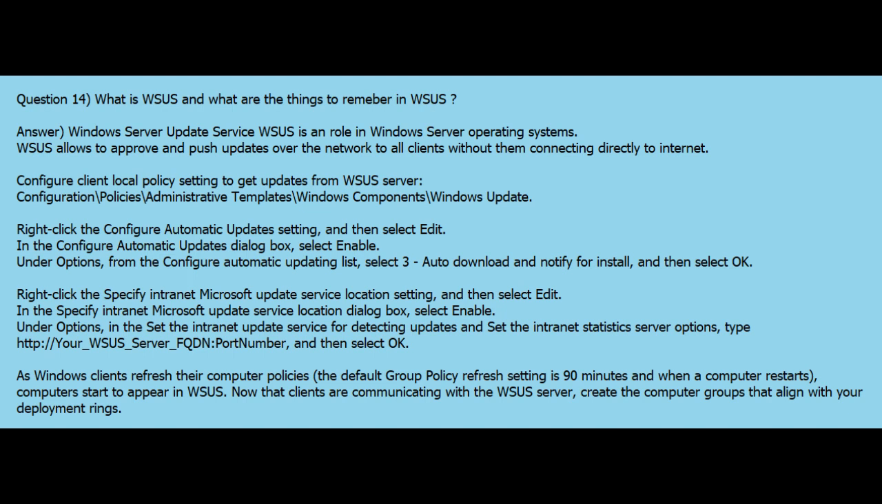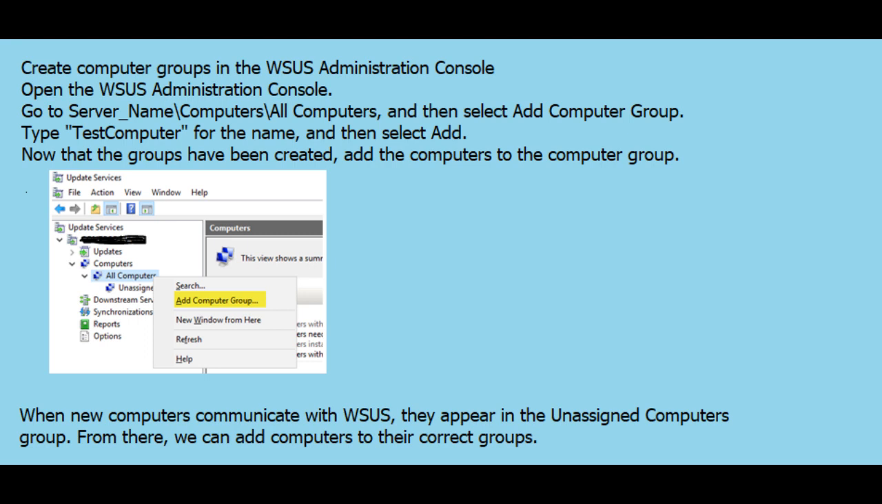Now that clients are communicating with the WSUS server, create the computer groups that align with your deployment rings. Create computer groups in the WSUS Administration Console. Open the WSUS Administration Console. Go to server name/computers/all computers and then select Add Computer Group. Type Test Computer for the name and then select Add.